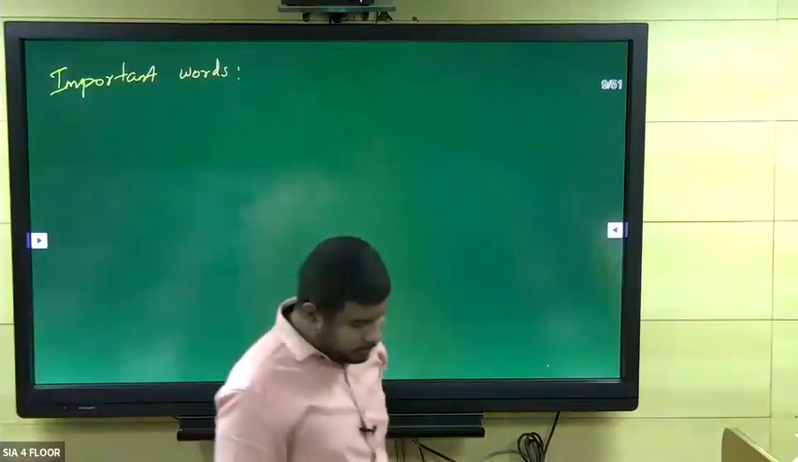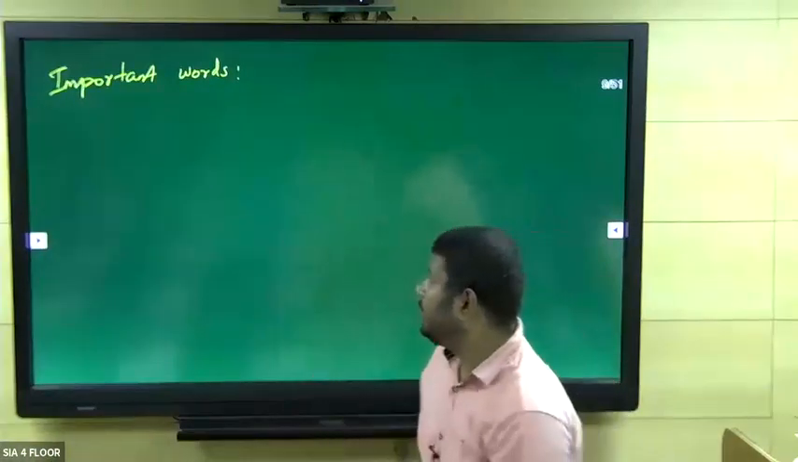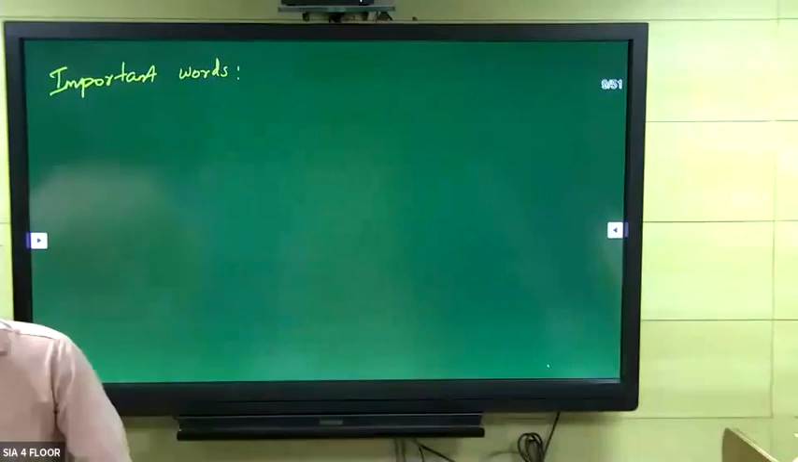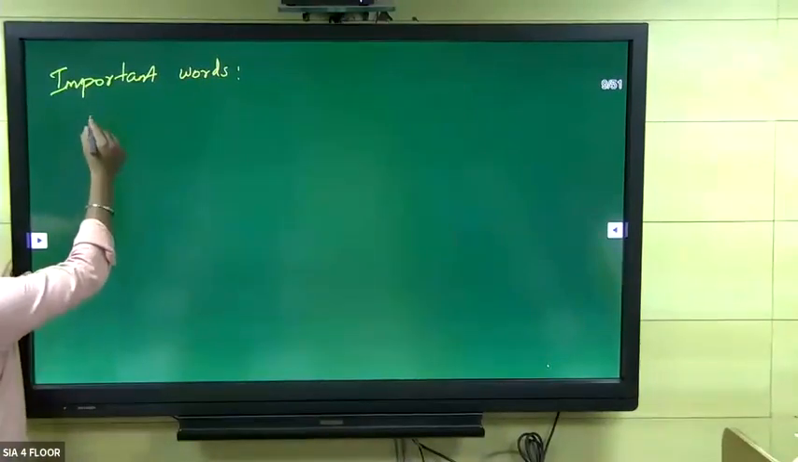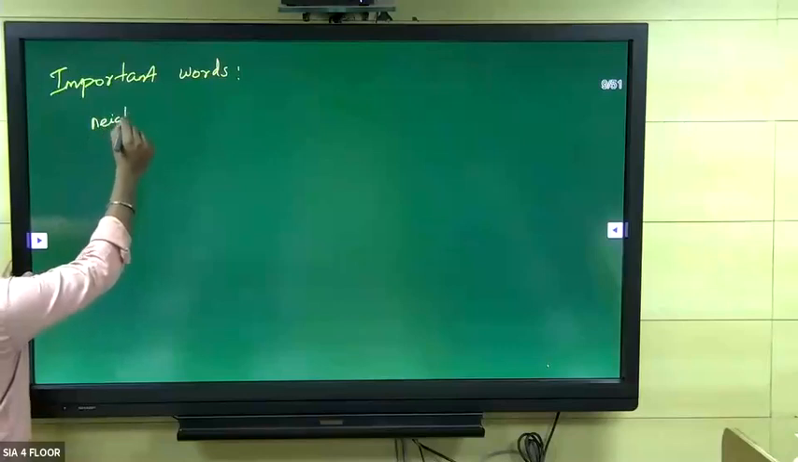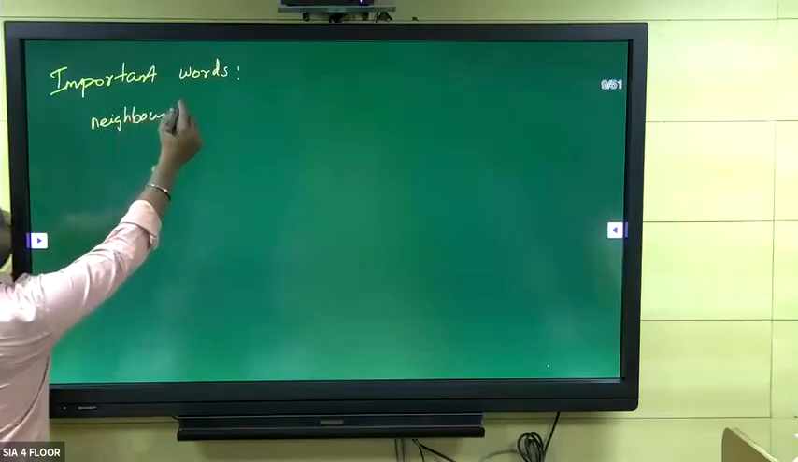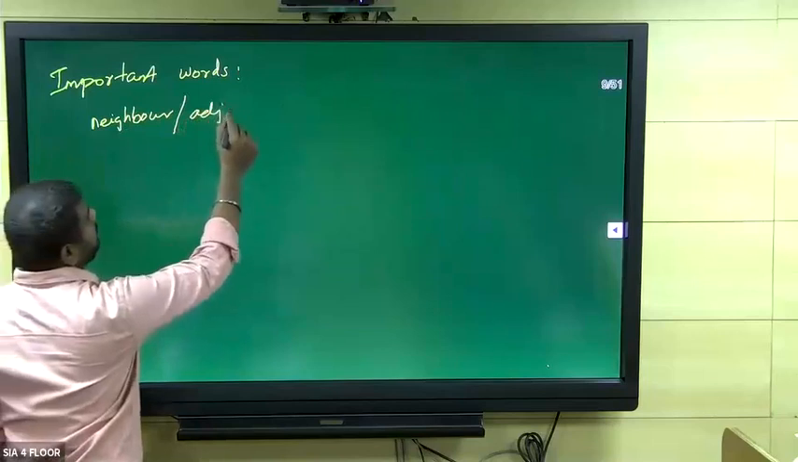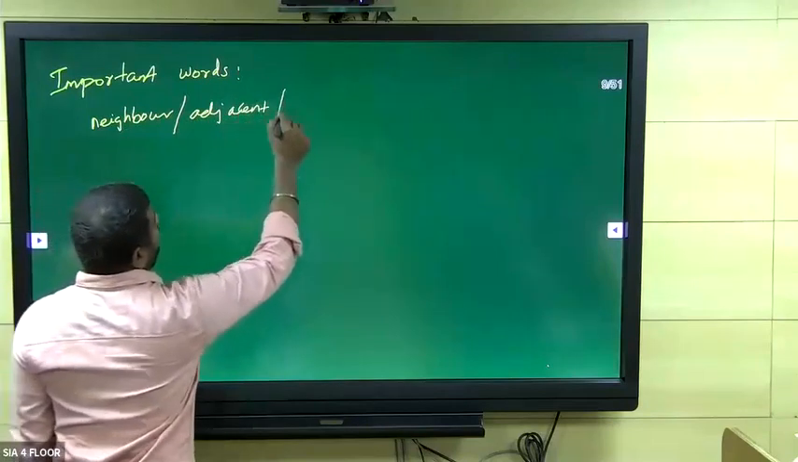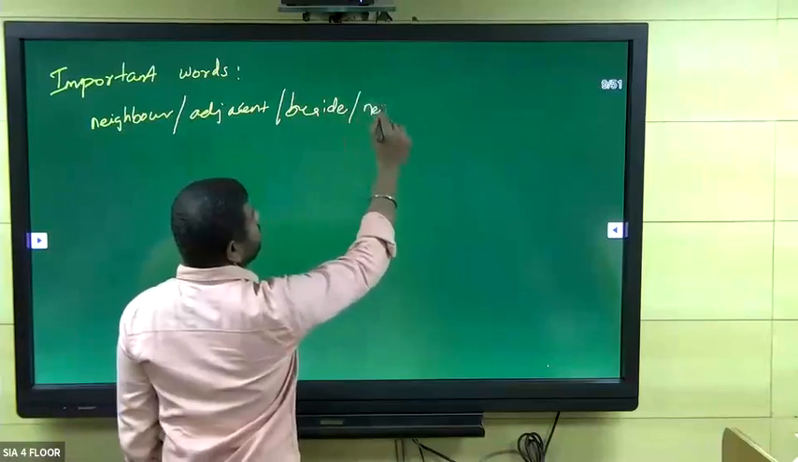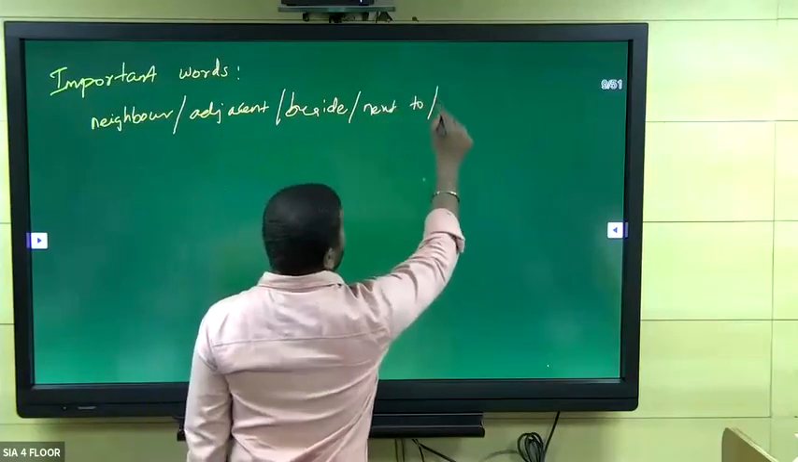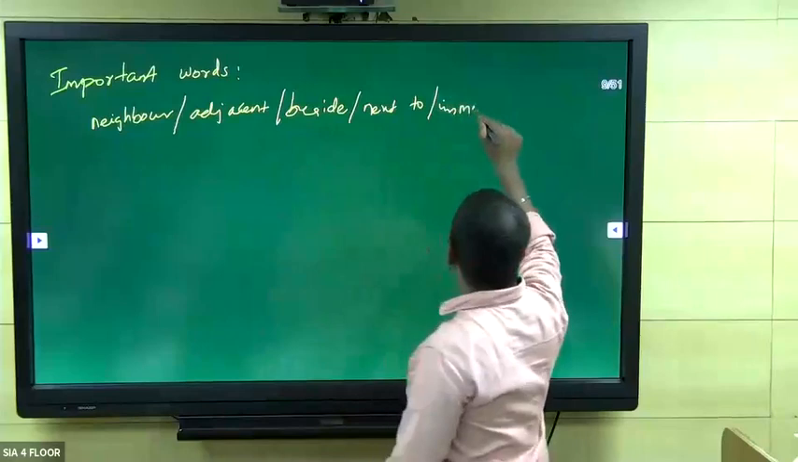Important words in linear arrangement: same, neighbor, adjacent, beside, next to, immediate. Another one word is immediate.